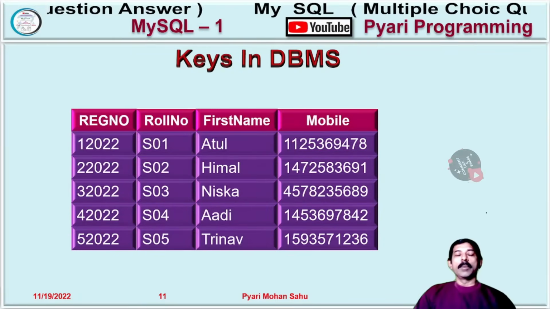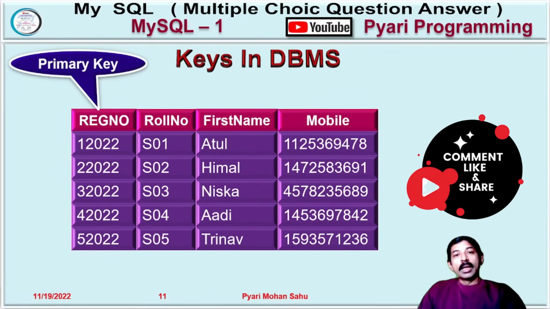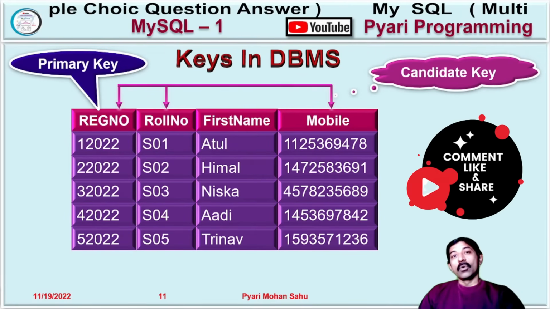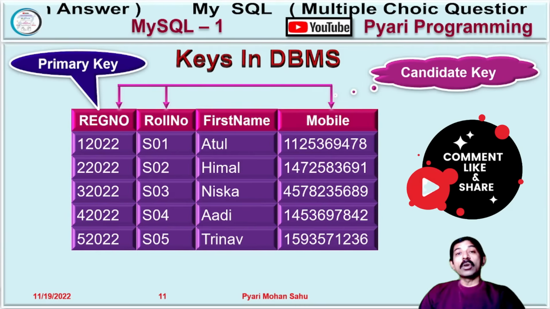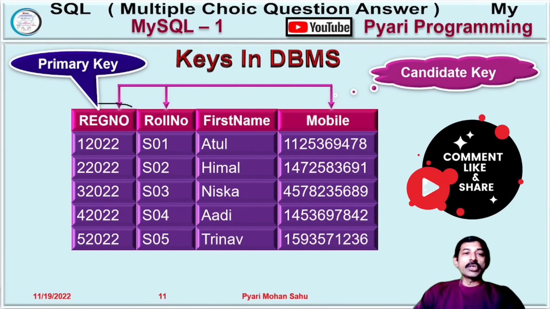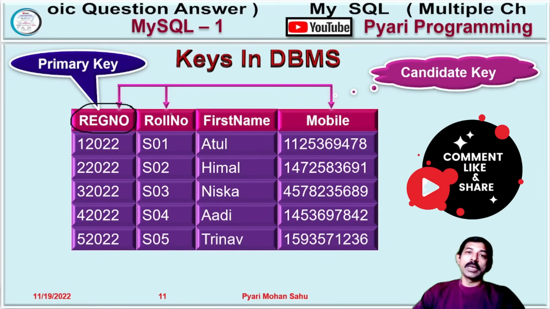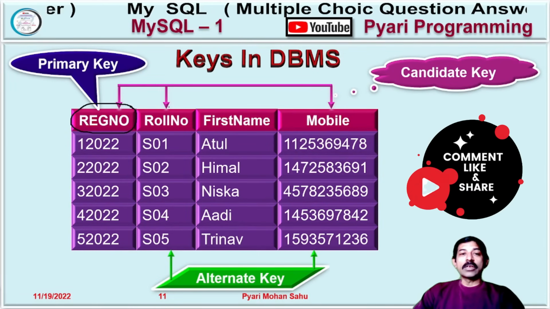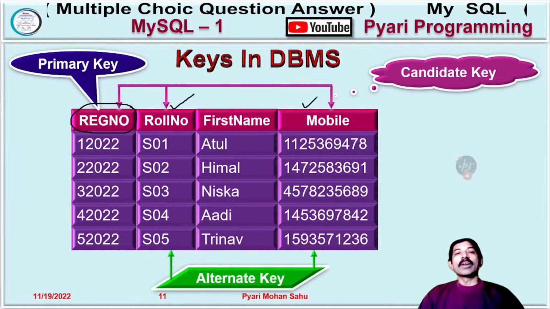Now let's see in this table which one is called your primary key. Registration number is treated as a primary key. Then which one is your candidate key? Your registration number, roll number and phone number are considered as your candidate keys. Then which one is your alternate key? Now from this candidate key we have selected registration number as your primary key. So the keys which are not selected as a primary key but are candidate keys are called your alternate keys. That's why your roll number and mobile number are treated as your alternate keys.